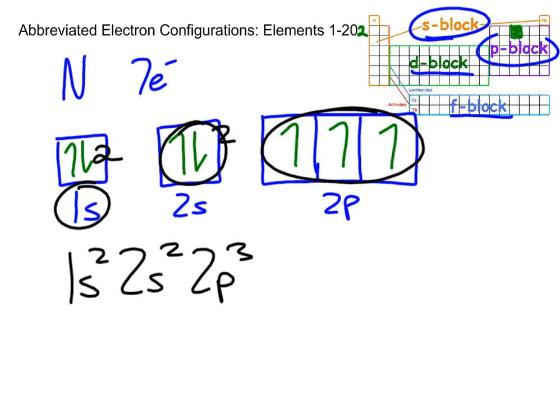All right. So the abbreviated, or the short electron configurations, you're really focusing on the highest energy level. Okay. And what I mean by that is, in this case with nitrogen, the highest energy level is 2, right? The second energy level.